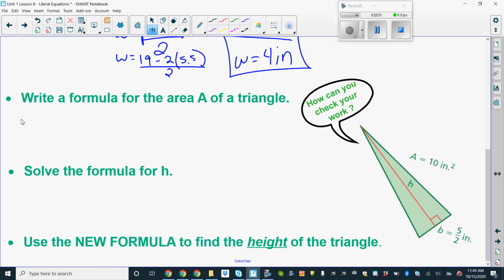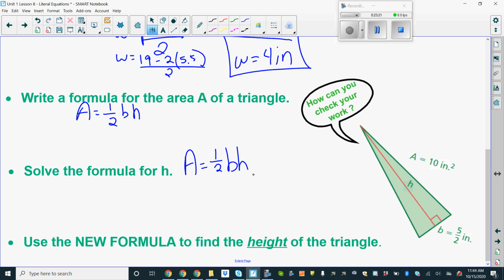Our next question is we have to write a formula for the area of a triangle. The area of a triangle is 1/2 base times height. So here we have this fraction, and we have it base times the height. They want us to solve for h. So I'm going to rewrite A equals 1/2 base times height.